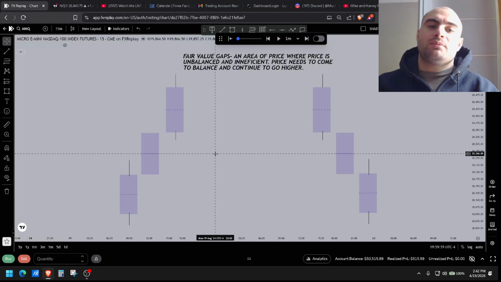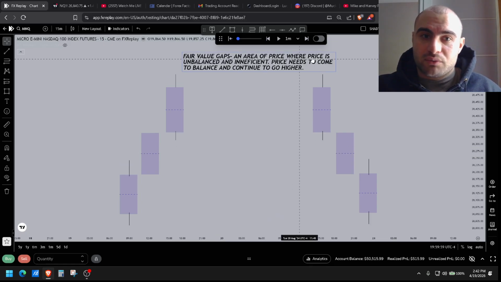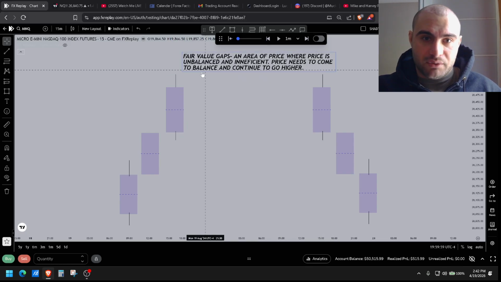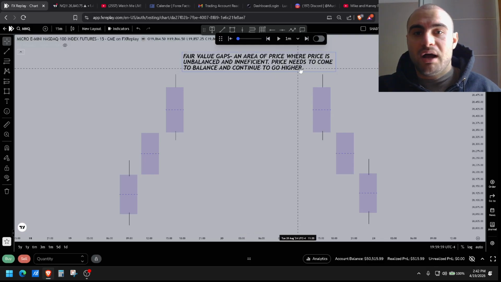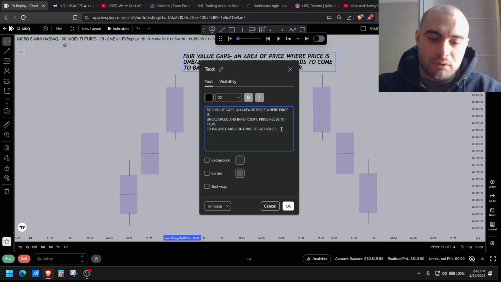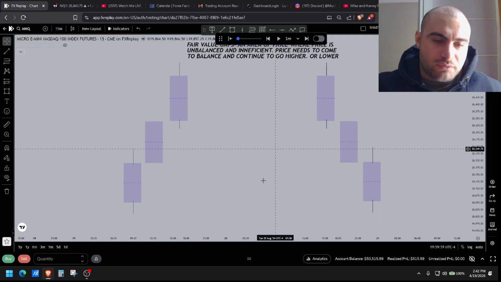So I'm going to be starting a beginner's course on trading. The first thing that we're going to get started with is fair value gaps. An area of price where price is unbalanced and inefficient. Price needs to come back to this area to balance it and continue to go higher or lower. All right, so this is basically what it is.